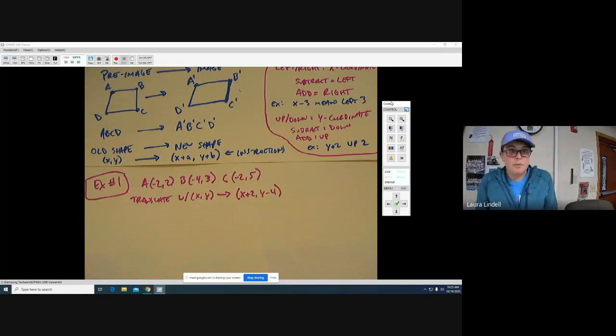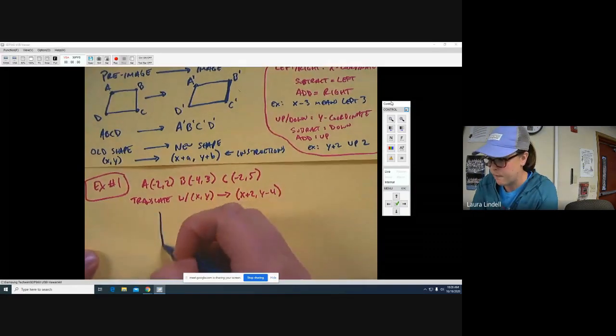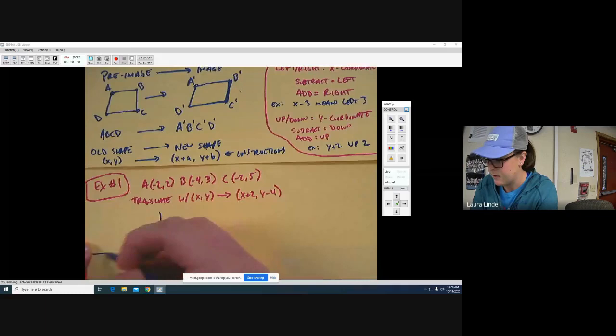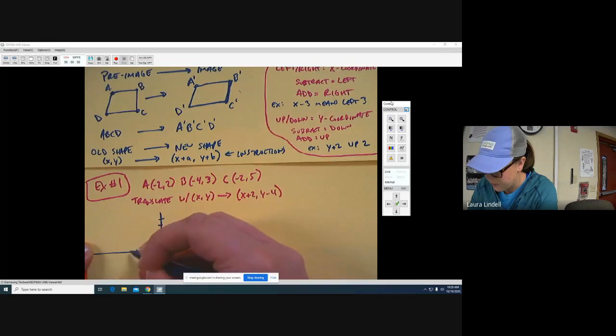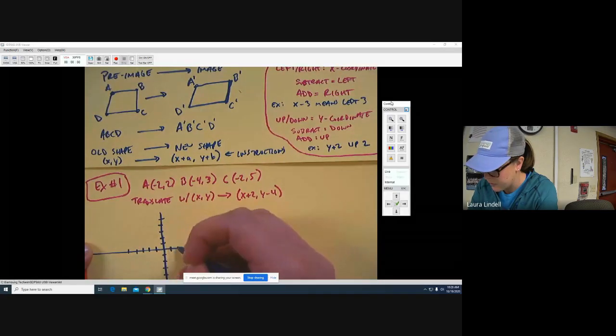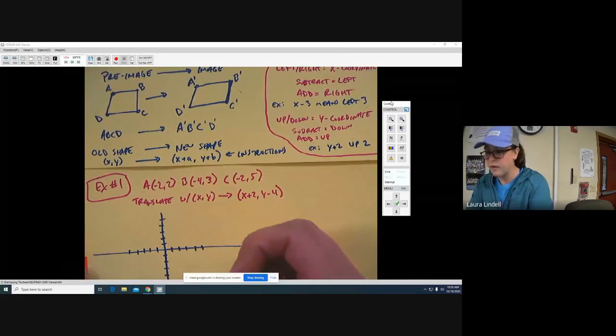And we would be told typically to graph both of these shapes. Graph the old one, graph the new one. Graph the pre-image first and then graph the image. So we're going to do that. So I'm going to make myself a nice coordinate plane and go 1, 2, 3, 4, 5 in each direction.